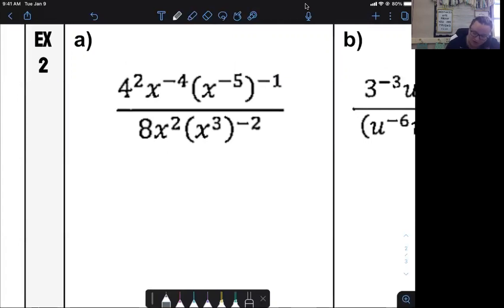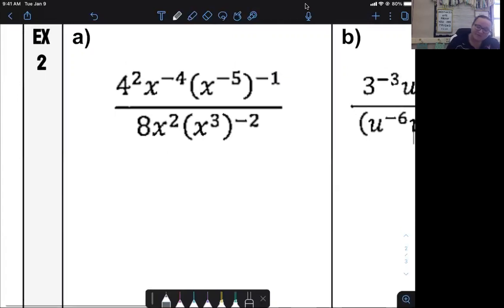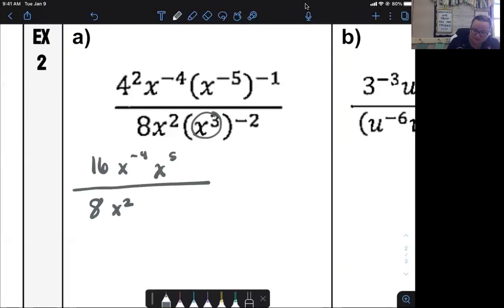So let's do the easiest parts first. So let's do 4 squared. 4 squared would be 16, and then x to the negative 4th times, this would become x to the negative 5th to the negative 1 would be x to the 5th, all over, let's do 8, and then x squared. X cubed to the negative 2nd would be x to the negative 6th. When I take a power to a power, I multiply them.